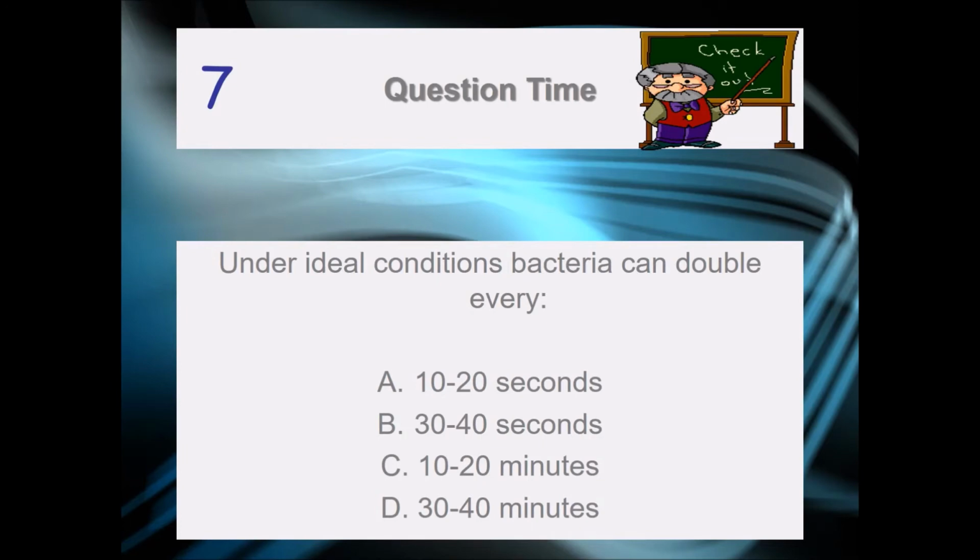Question 7. Under ideal conditions, bacteria can double every A. 10 to 20 seconds, B. 30 to 40 seconds, C. 10 to 20 minutes, and D. 30 to 40 minutes.